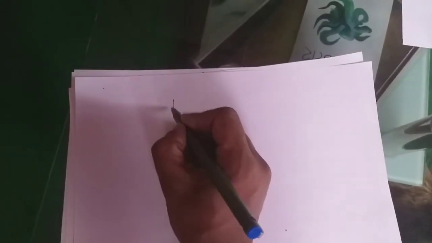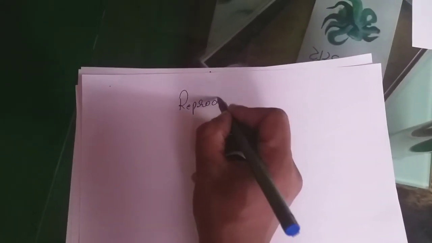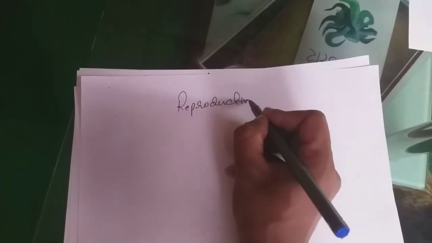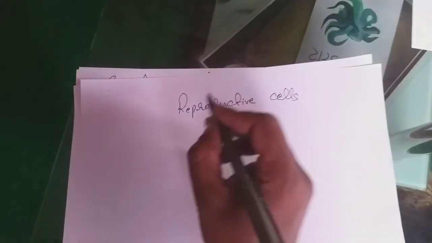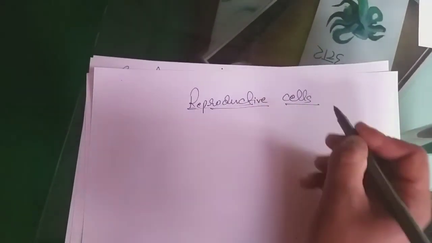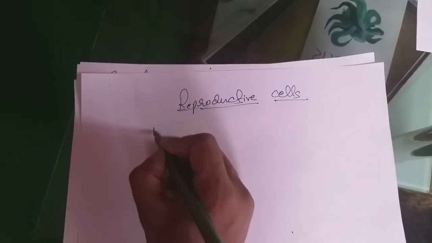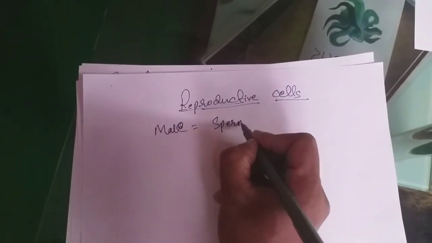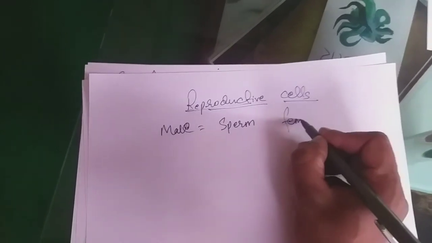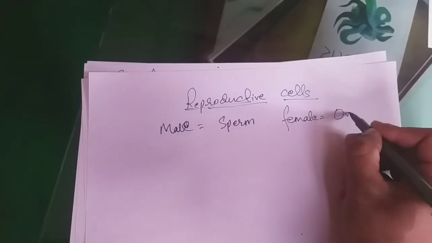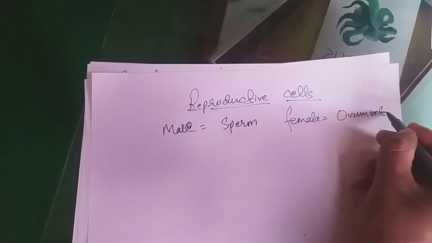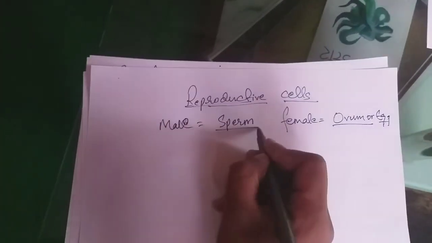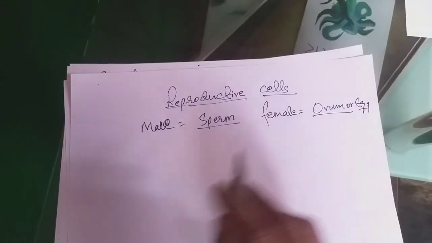I have already told you that meiotic cell division occurs in reproductive cells. If we talk about humans, the reproductive cell in case of male is the sperm, and in case of female it is the ovum or egg.